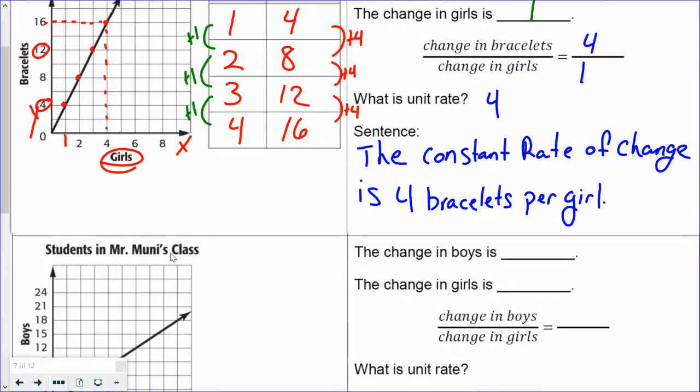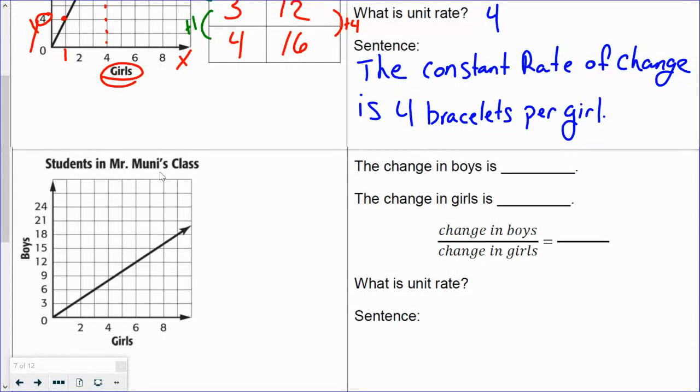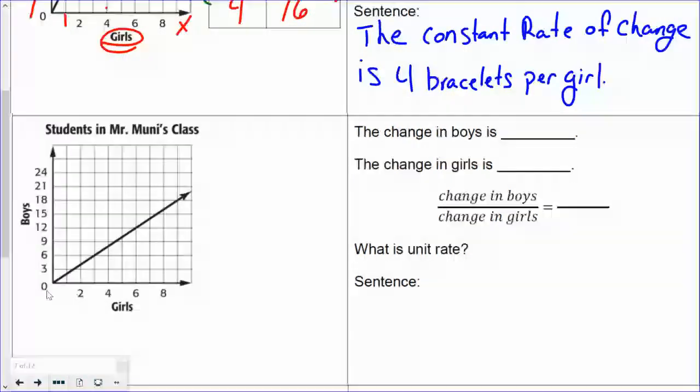Boys versus girls. Students in Mr. Money's class. So here we have, if you notice in our graph, yes, we have 0, 0. Okay, but notice how my 1 does not intersect. So we're not going to use that as one of our ordered pairs. I actually want to use this ordered pair. Okay, then we look for another ordered pair. Then looking for another ordered pair. And we don't have a table this time. So we need to figure out, how are we changing? How does my X go from here to there?